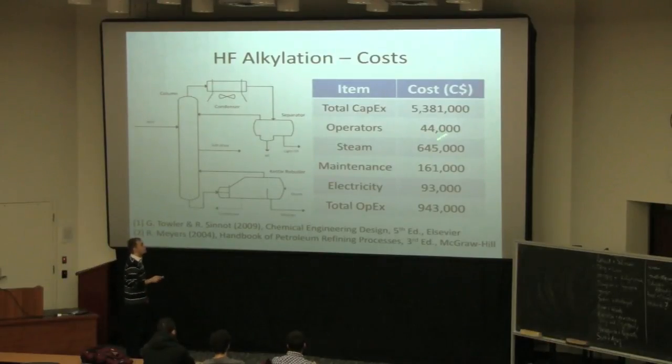For operating costs, you'll probably only need a fraction, maybe a tenth of an operator's time to run this, maybe one operator to run the entire HF operation unit. Steam is significant because it comes in really cold from the reactor, and you have to heat it up in some parts of the distillation column, to about 200 degrees. Maintenance is 3% of fixed capital, plus electricity to run the air cooler, for a total operating cost of about $1 million per year. Here are some references if you're interested. One is for sizing the system column, and one is about the HF qualification process.